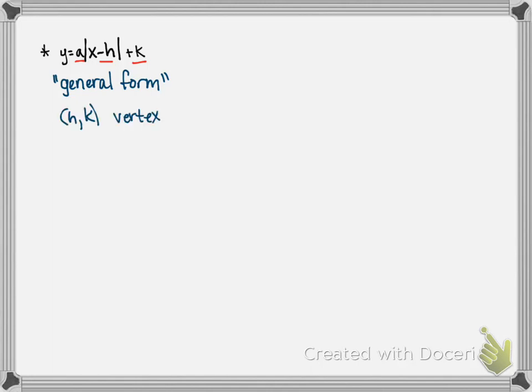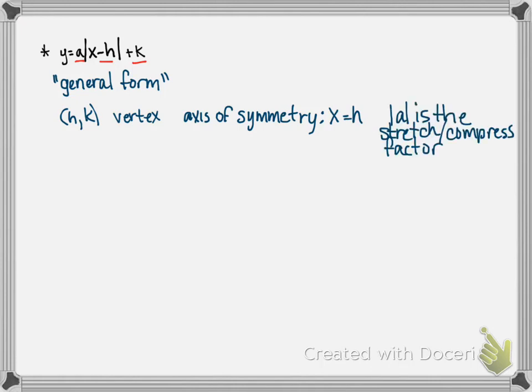The point (h, k) is considered the vertex, where the point of the absolute value function is. And the axis of symmetry is the vertical line x equals h. The absolute value of a is the stretch or compression factor.